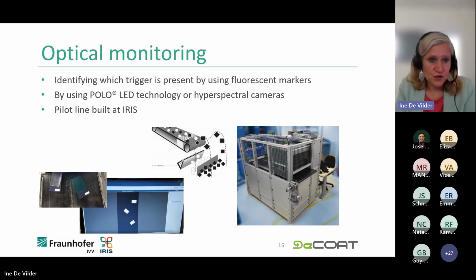So then we did optical monitoring. There we used the Polo LED technology from Fraunhofer IVV or hyperspectral cameras from the partner Iris. At Iris, a pilot line was also built in the project where you can actually do the separation of the different types of fluorescent dyes and so on. Here you can see that it works as a conveyor belt system, and then you do the separation dependent on the type of fluorescent dyes present.